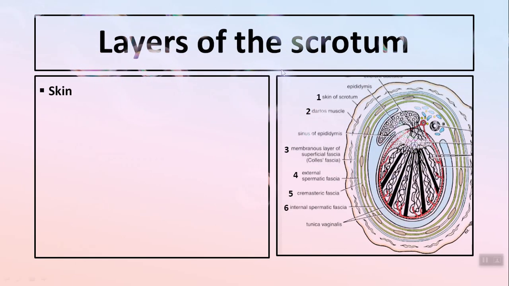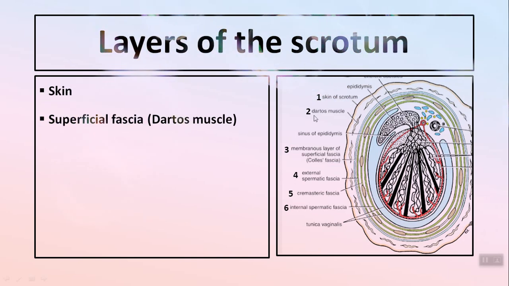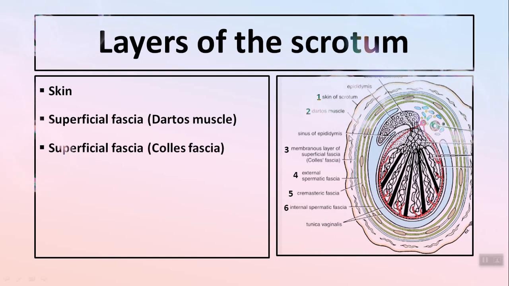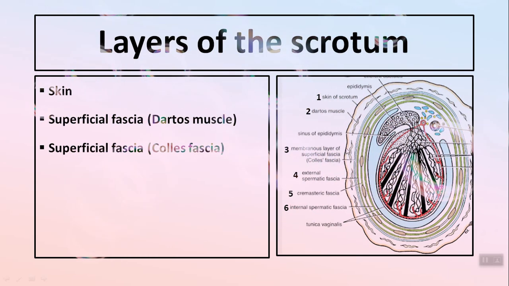What are the layers of the scrotum? From superficial to deep. First of all, we have the skin. Next, we have superficial fascia. Here it is replaced by a special type of muscle called Dartos muscle. Next, we have the membranous layer of fascia, which is called Colles fascia, which is the same as that of the membranous layer of the anterior abdominal wall.